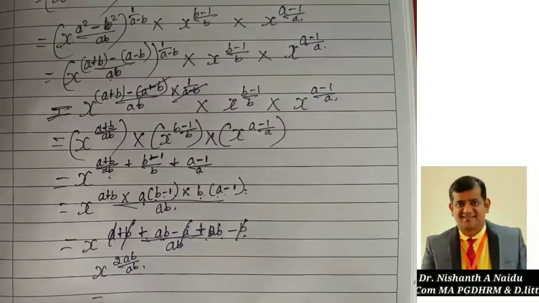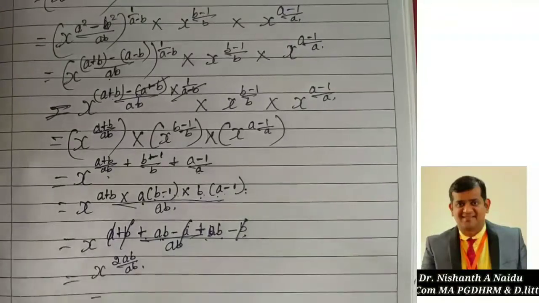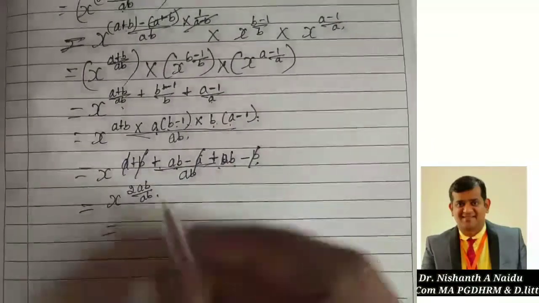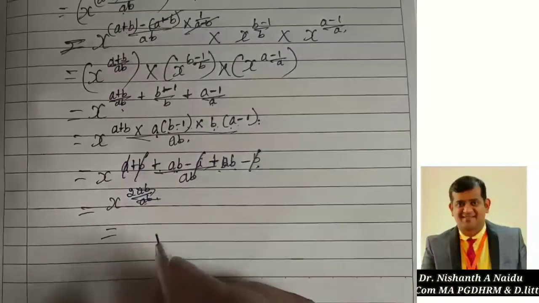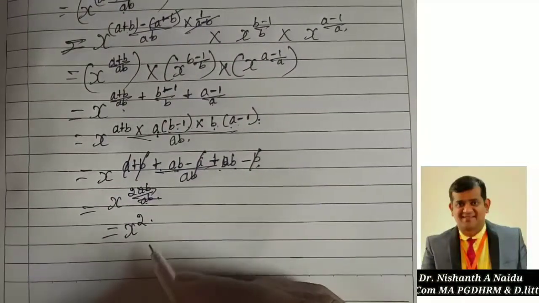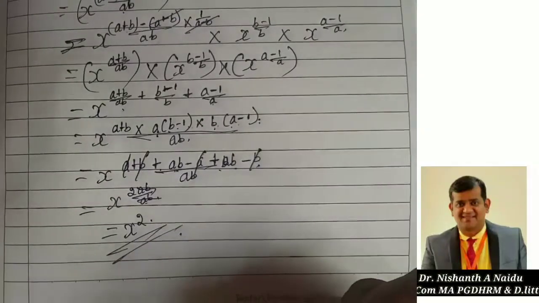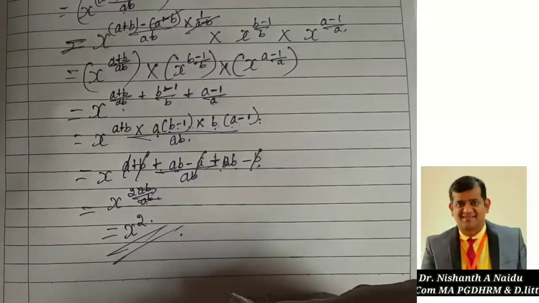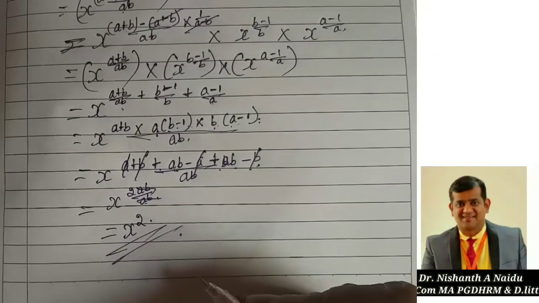Okay, so in the next step, AB gets cancelled. So left out is x to the power 2. So this is the ultimate answer, x to the power 2. I believe you have understood.